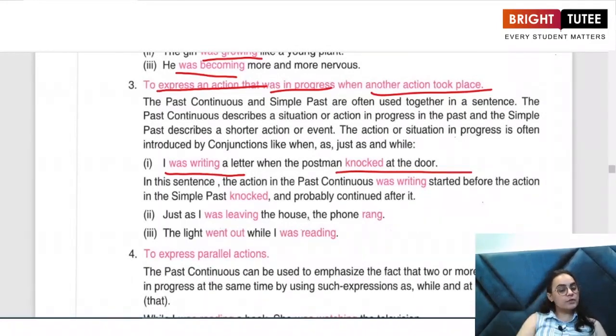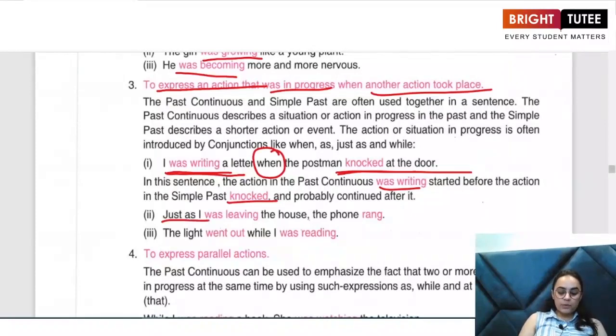What was the action that was taking place in progression? I was writing a letter. And what action interrupted? The postman knocking at the door. So you see, we use the past continuous tense to talk about the action which was in progression, and the interrupted action is indicated by the simple past tense. Now there are more ways of writing such sentences.